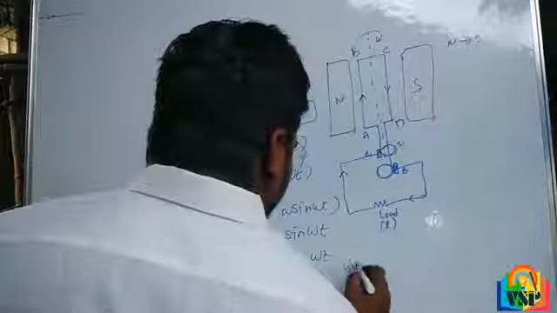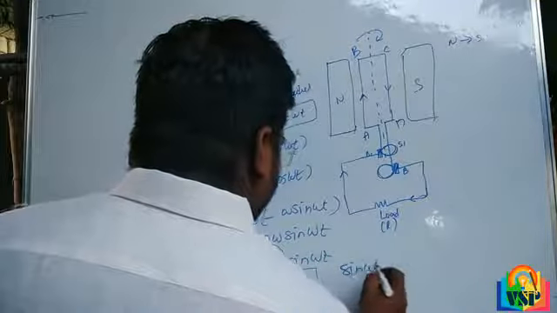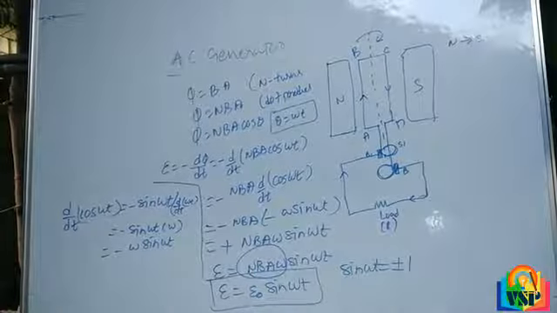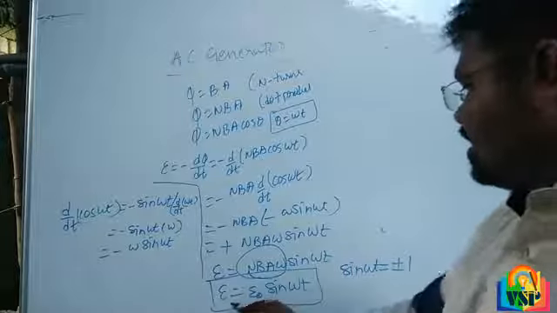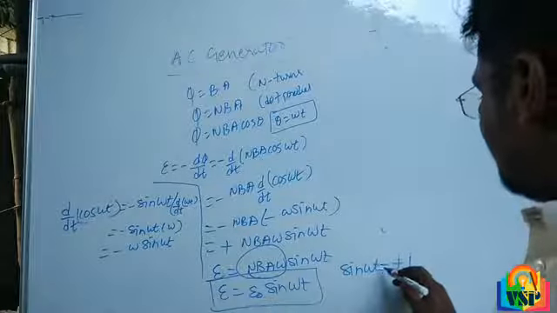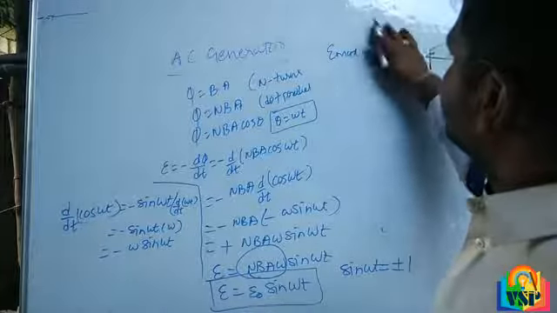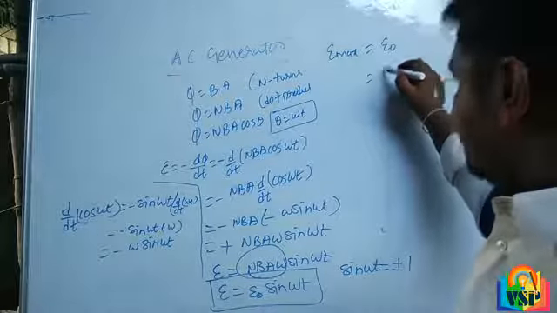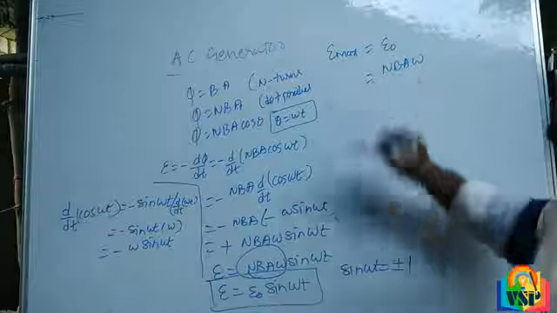Omega t, or sin omega t, whose range is plus or minus 1. Understand? E is equal to E naught sin omega t, with sin omega t ranging plus or minus 1. E max means E naught. What is E naught? NBA omega, which gives the maximum.